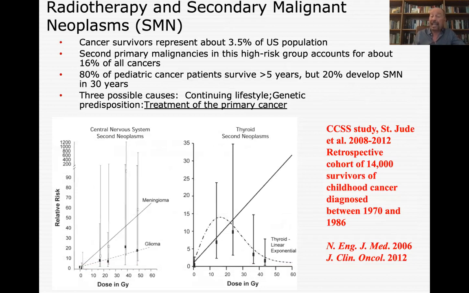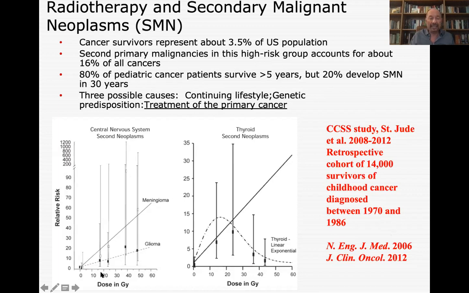A good sample comes from the pediatric cancers, because most pediatric cancers, fortunately, are non-lethal. 80% of pediatric cancer patients survive more than 5 years, but 20% of them develop second malignant neoplasm, SMN, in 30 years. These have different causes, of course. This can be continuing lifestyle, genetic predisposition, especially for the pediatric tumors. Genetic predisposition is very important, but also the treatment of the primary cancer.